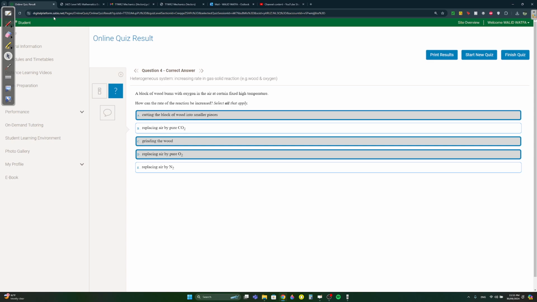How can the rate of reaction increase if you have a block of wood burning with oxygen at a fixed temperature? Actually, you can cut the block of wood into smaller pieces to increase the surface area. That would increase the rate. Would you replace air by pure CO2? No. We're burning with oxygen.